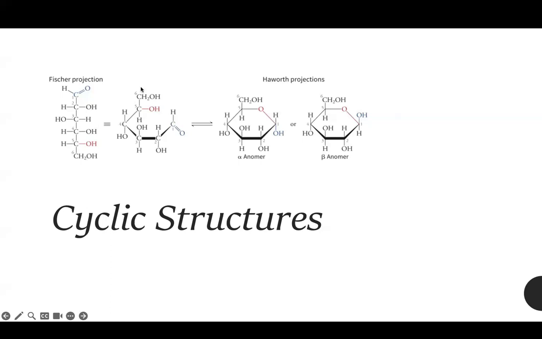They can either take on the alpha form, in which the OH group of the anomeric carbon will be in the opposite arrangement as the CH2OH group, or the beta anomer, in which the OH group will be in the same configuration as the CH2OH group. Also, this stick form right here is called the Fischer projection, and the cyclic structure is called the Haworth projection.